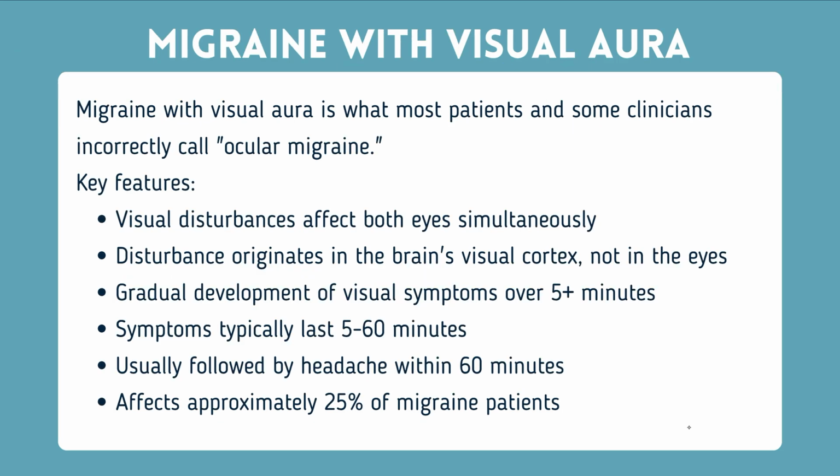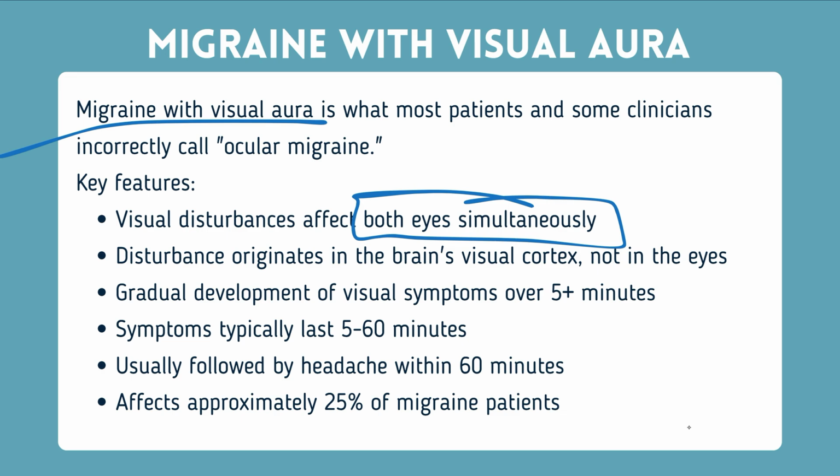So migraine with visual aura is actually what most patients and some clinicians incorrectly call ocular migraine. This is an important subtype of migraine recognized in the ICHD3 classification. So let's talk about its features so we can distinguish it from retinal migraine later. The visual disturbances in migraine with visual aura affect both eyes simultaneously. This is because the disturbance originates in the brain's visual cortex, not in the eyes themselves. This is such an important concept that you must know.